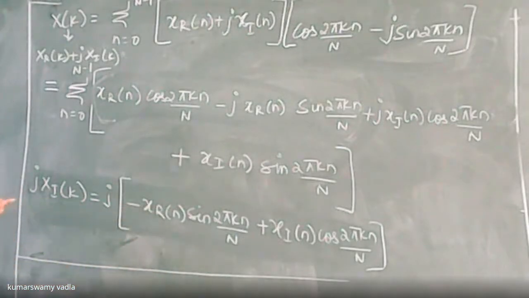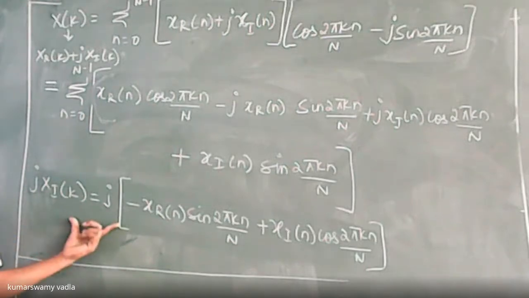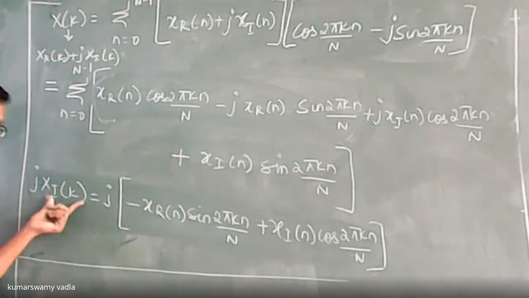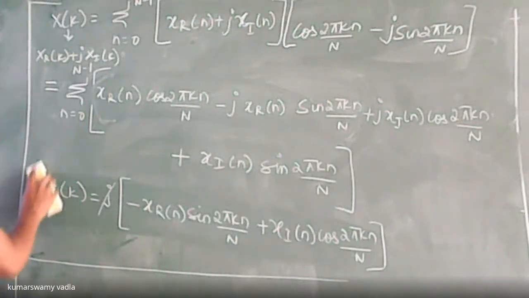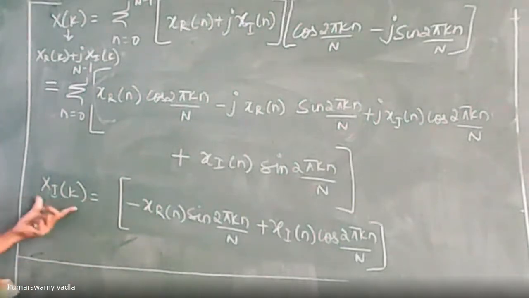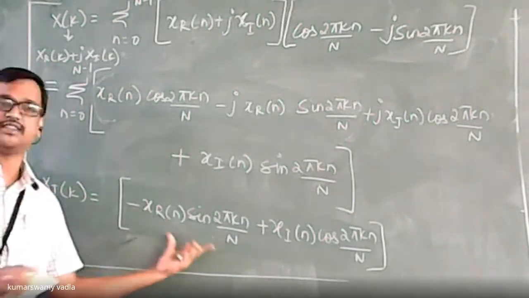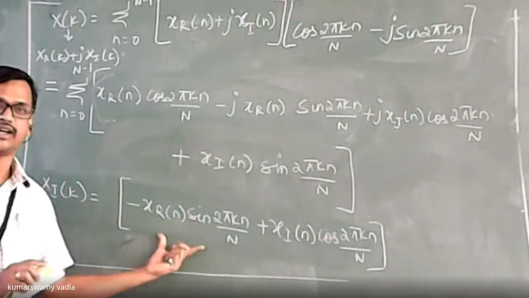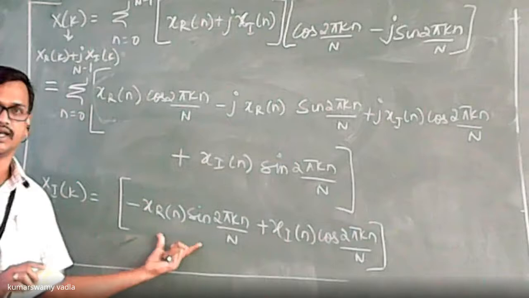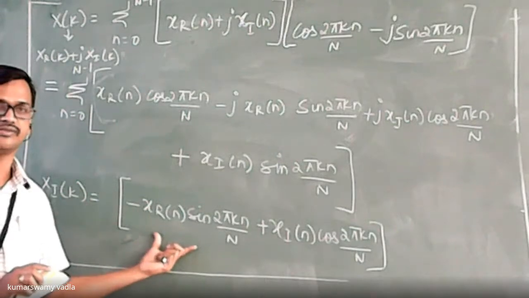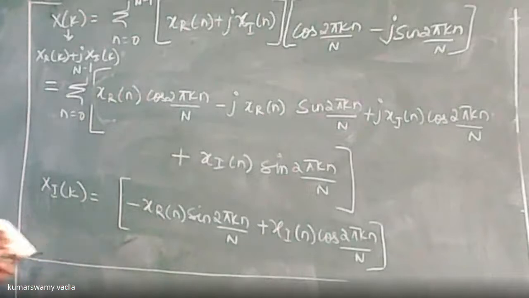Is this clear, students? As I should write only the imaginary part, I will remove this j from both sides. So Xi of k is nothing but this value. Is the point clear? Please note it down. Xi of k is equal to the whole thing. Can I rub the board now?